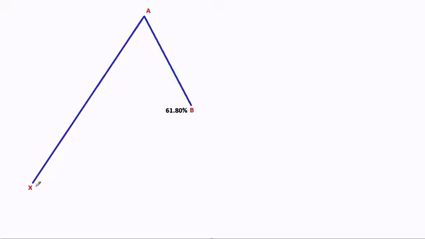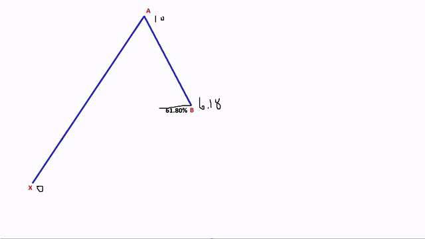Hypothetically, if this was 0 and this was 10, okay, this would be 6.18. So XAB, retracement from that prior leg down. The diagram shows the retracement from X to A leg to B.